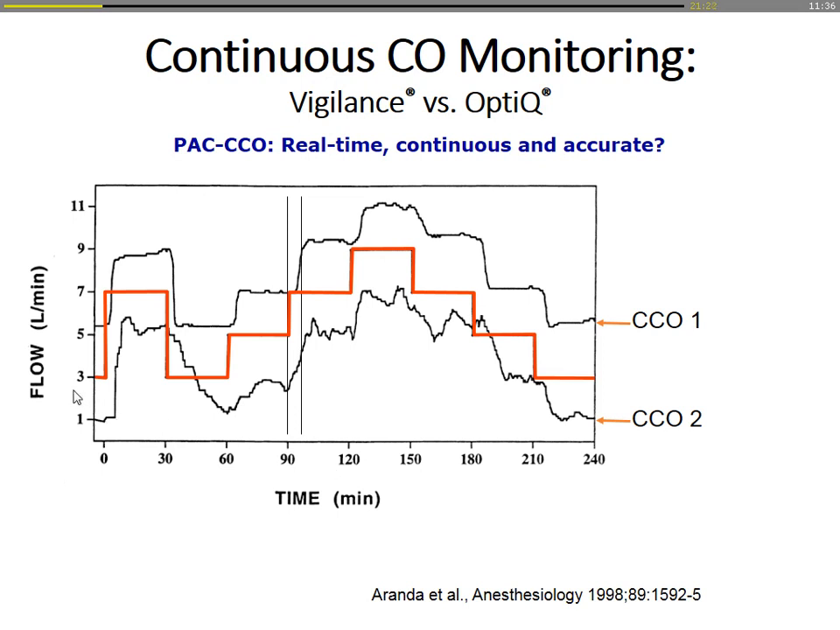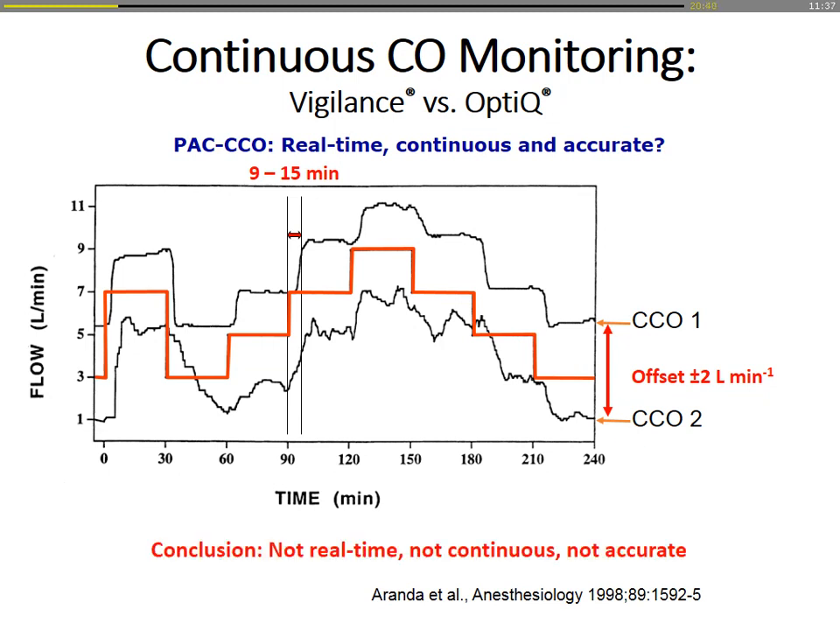So this is a model study where, in a closed loop system, they could very nicely change the temperature, and they measured with 2 of these catheters from 2 different companies, and these are the results. So you see they do follow the temperature changes, the flow changes, quite well, but with a delay. The delay here was 9 to 50 minutes, and there was quite an offset. So one catheter overestimated the real cardiac output by 2 liters, and the other one underestimated it by 2 liters. So the conclusion of that paper was it's not real time, it's not continuous, and it's not very accurate.